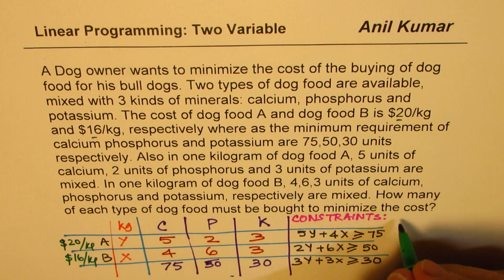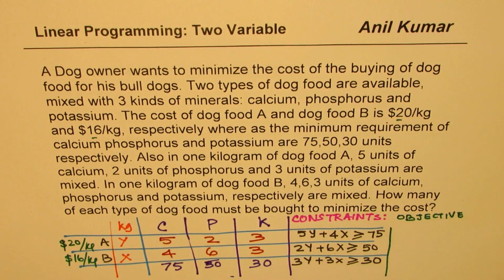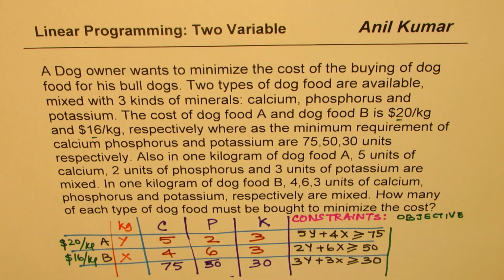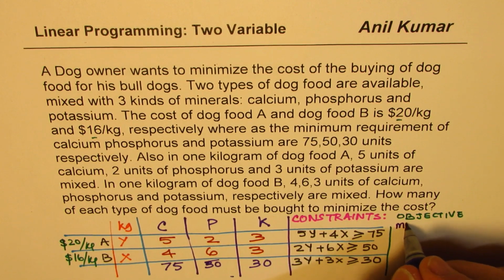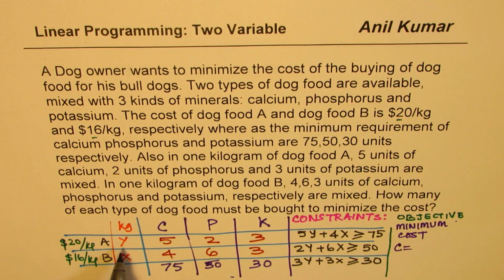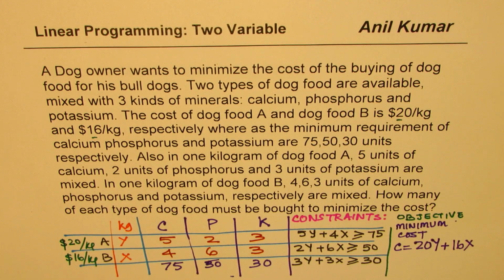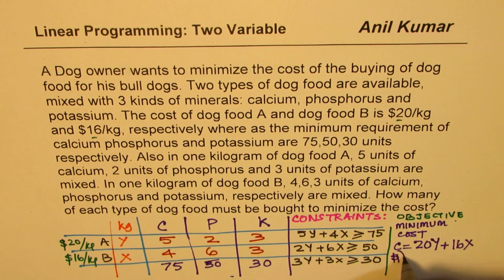Now what is the objective? The objective is that cost should be minimum. So we are looking for minimum cost. So the cost is going to be y kg of A, right? Which is $20, so we can say 20y plus 16x. So we need to minimize this quantity. This is amount in dollars, right? So I hope this situation is absolutely clear now.